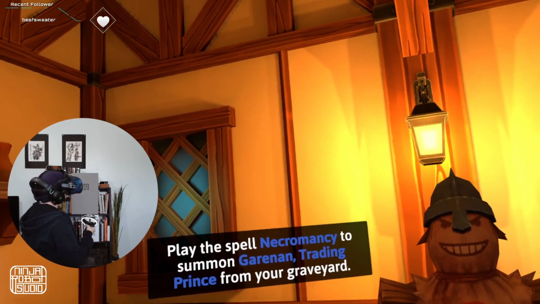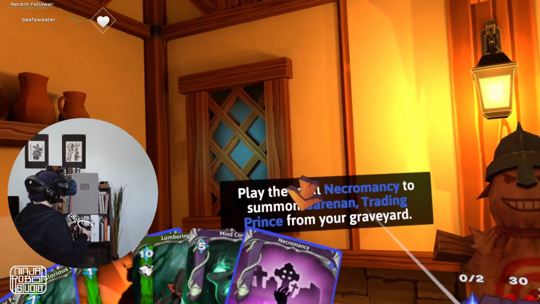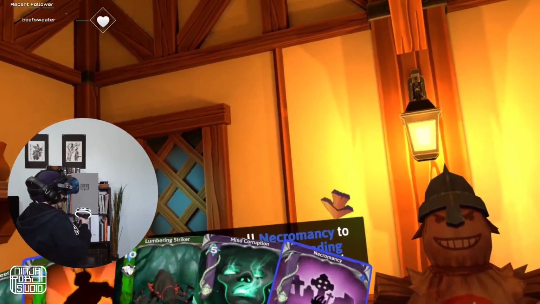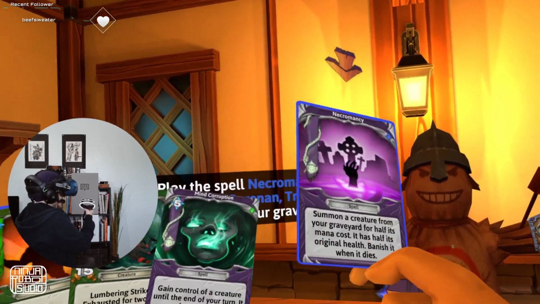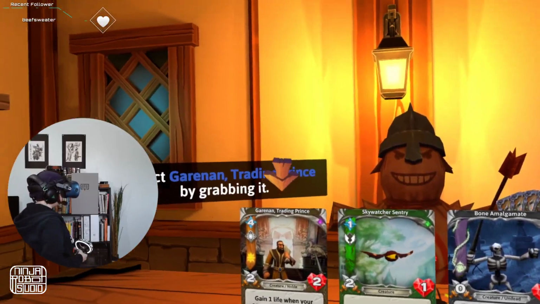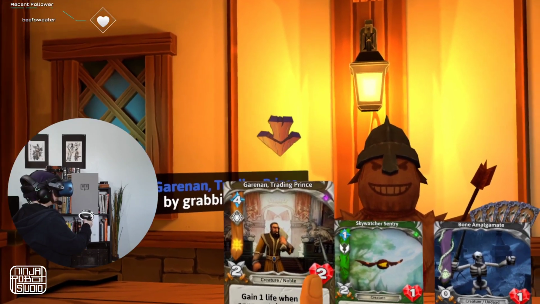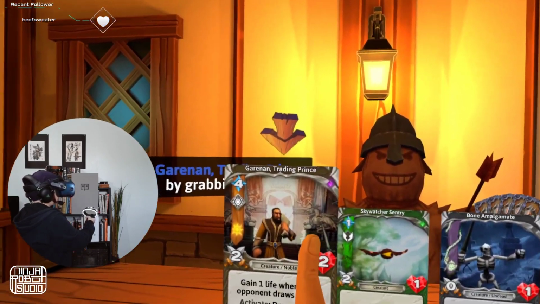Okay, play the spell Necromancy to summon Garanin Trading Prince from your graveyard. So I need to use the Necromancy card. And it's a spell, so it goes here. Select Garanin Trading Prince by grabbing it. Now I can touch them.